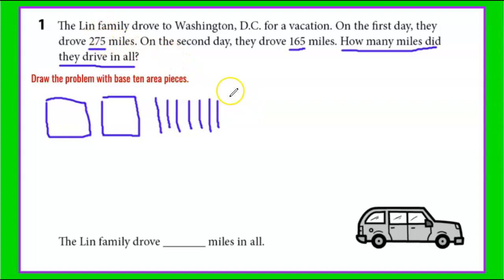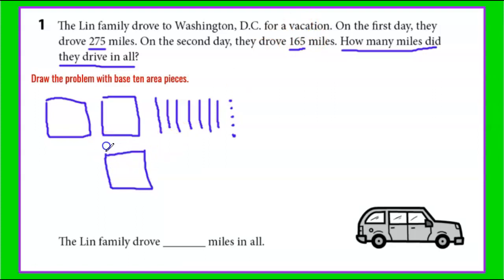My ones are dots, and I have 1, 2, 3, 4, 5 ones. That's my first amount of miles for my first day. And now I need to add on my 165 miles.